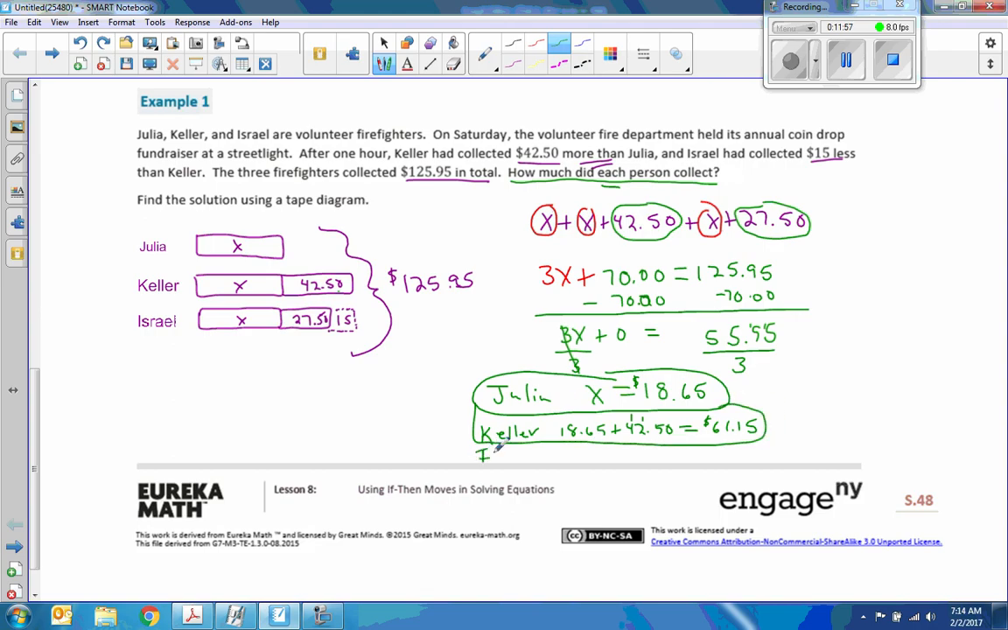And then finally, Israel collected $18.65, the x, plus $27.50. 0 plus 5 is 5. 5 plus 6 is 11, carry the 1. Did I do that right? 0 plus 5 is 5. 5 plus 6 is 11, carry the 1. 7 plus 1 is 8, and 8 is 16, carry the 1. And I get 4.